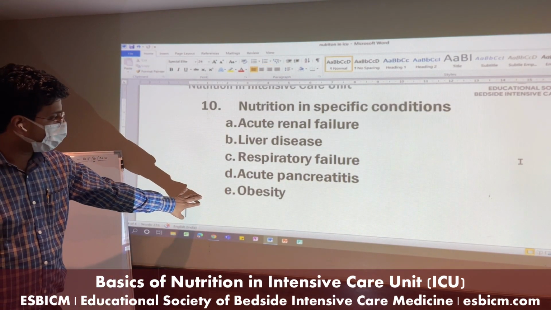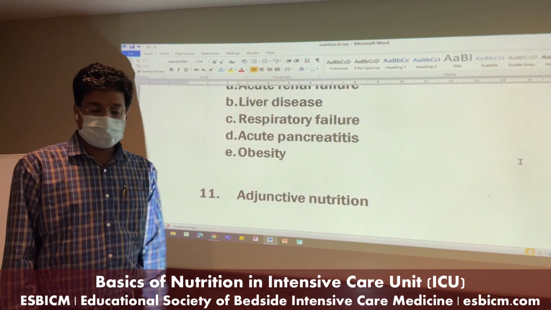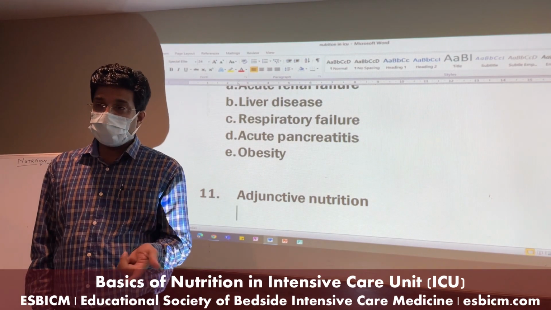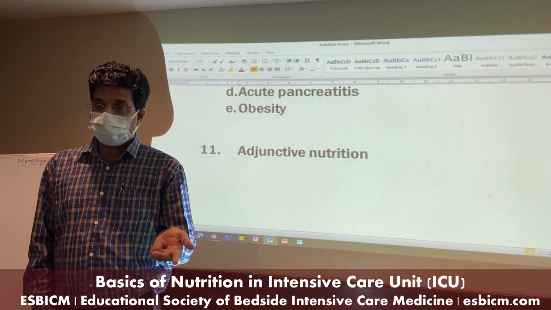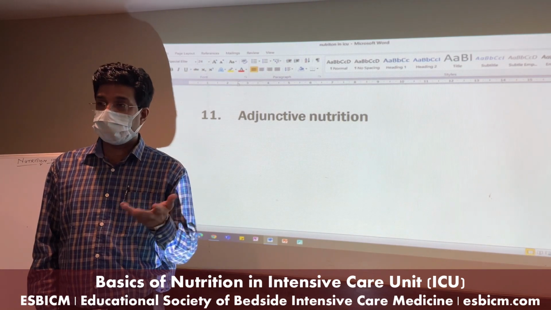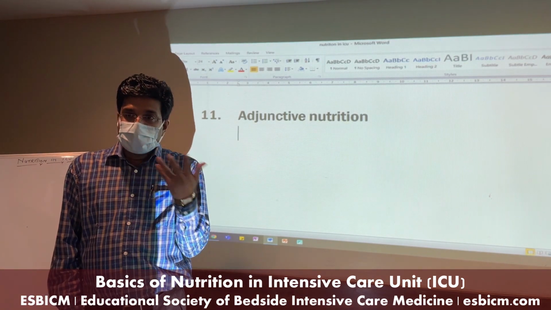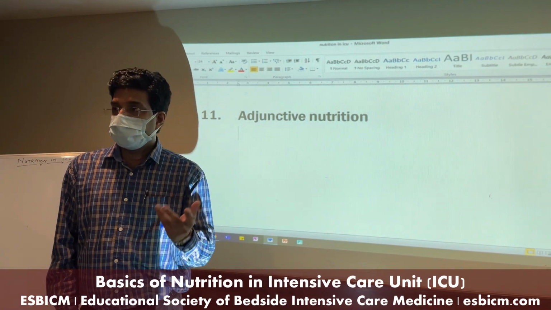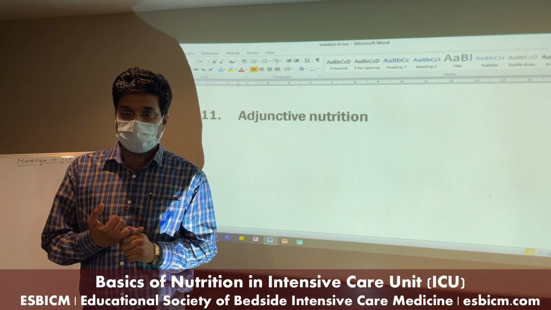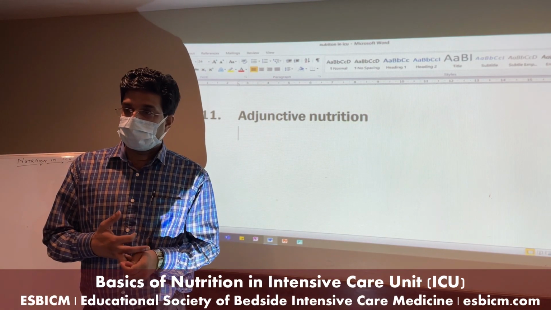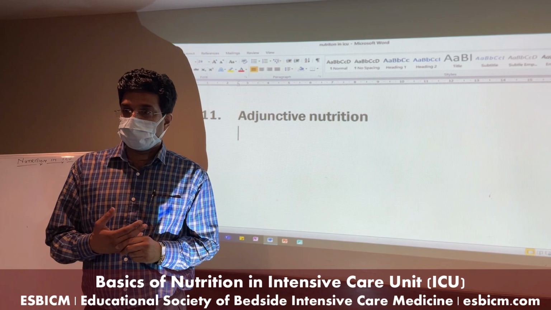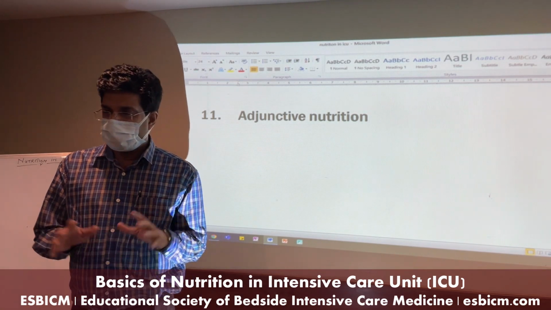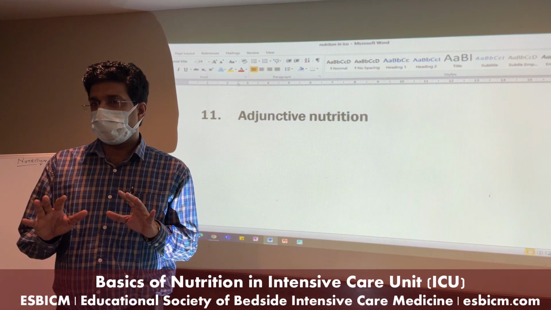Next, adjuvant nutrition: selenium, glutamine, asparagine, arginine, and omega-3 fatty acids. Different companies and different guidelines in the past have promoted them. Glutamine can increase your immune system, arginine can provide antioxidant therapy and immune support, and omega-3 fatty acids and others. But nobody has shown too much benefit.